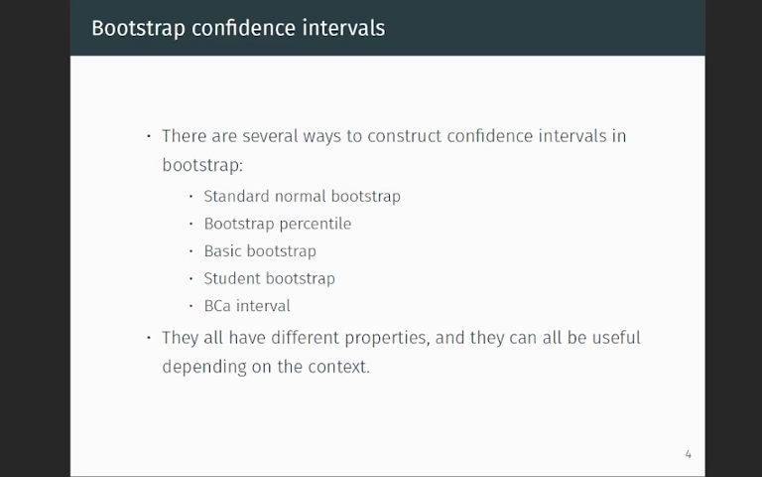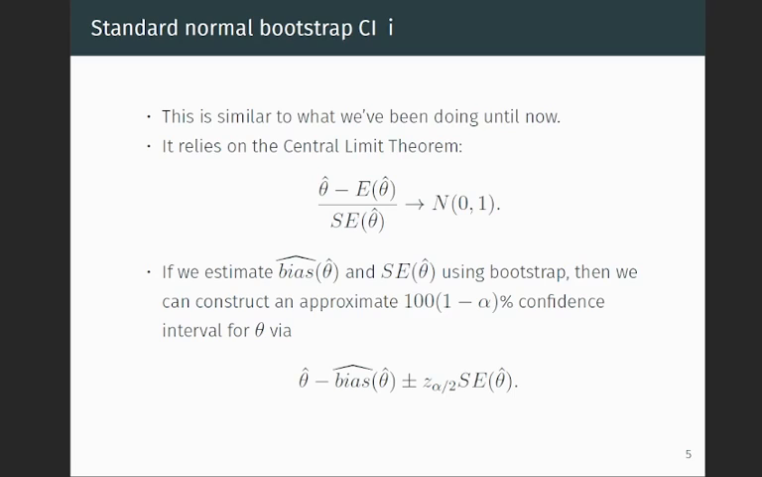So we're going to look at 5 different ways of constructing those confidence intervals. And you can see the names here on the slide. There's the standard normal bootstrap, which is essentially what we've been doing so far. There's something called bootstrap percentile, the basic bootstrap, and then the student bootstrap and the BCA interval. All 5 of them have different properties, and they can all be useful depending on the context. But there's, of course, trade-offs when using one versus the other. So it's important to see all of them and know which will be most suitable for your particular application. So let's start with the first one.